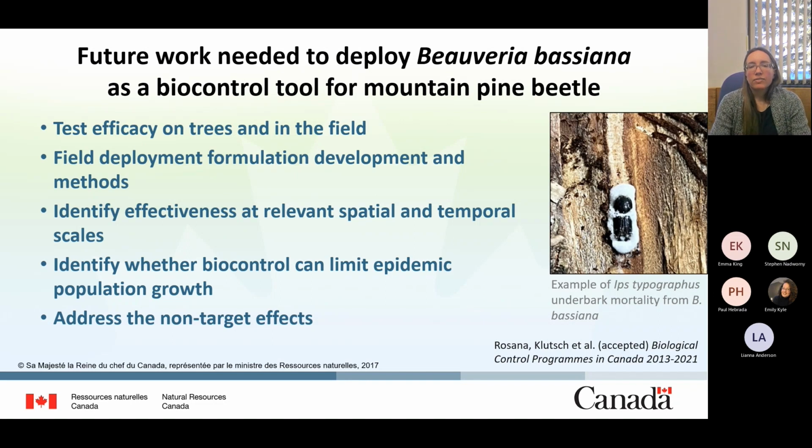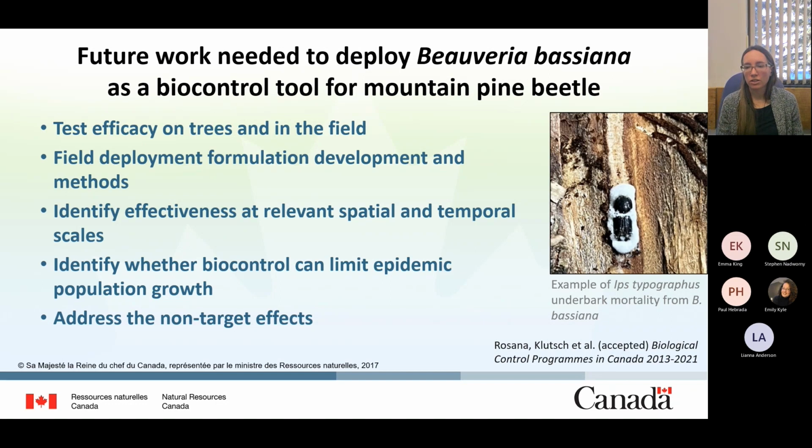Also, we need to identify the effectiveness of this at relevant spatial and temporal scales. Albert found that Beauveria bassiana killed beetles maybe 1 or 2 days earlier than the control. Is that effective when you put that into the field? Is that enough to reduce populations?